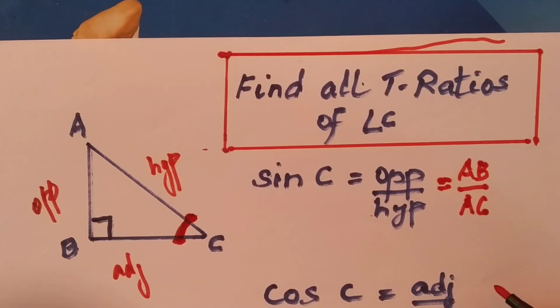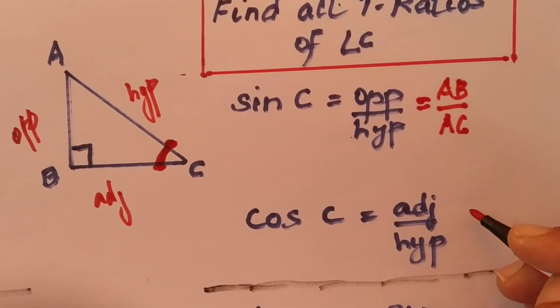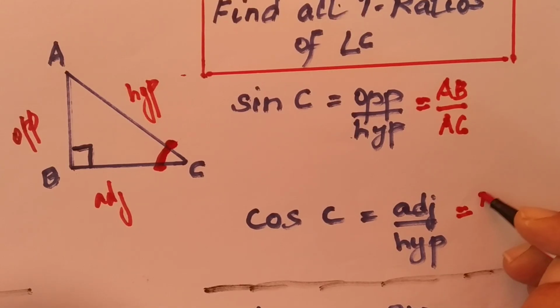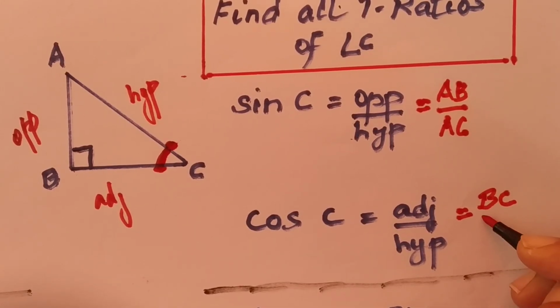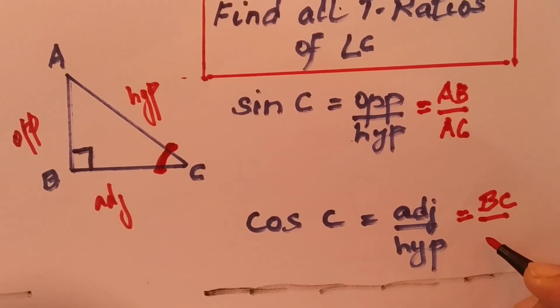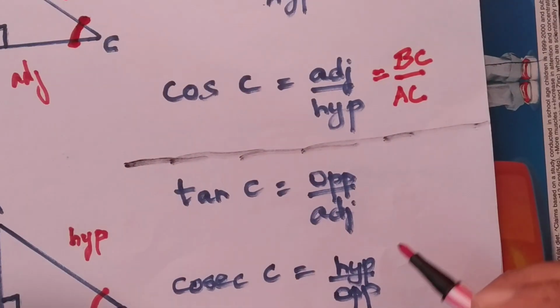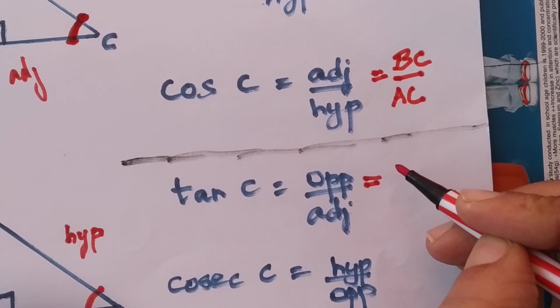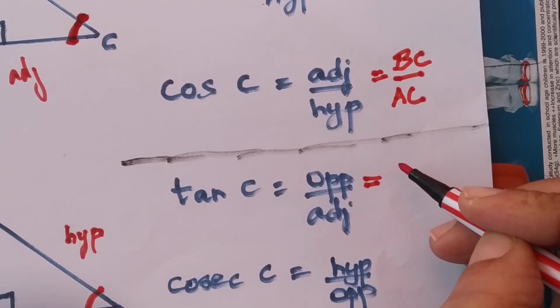Same way for cos C, adjacent is BC, and hypotenuse is AC. For tan, opposite by adjacent, that is AB by BC.